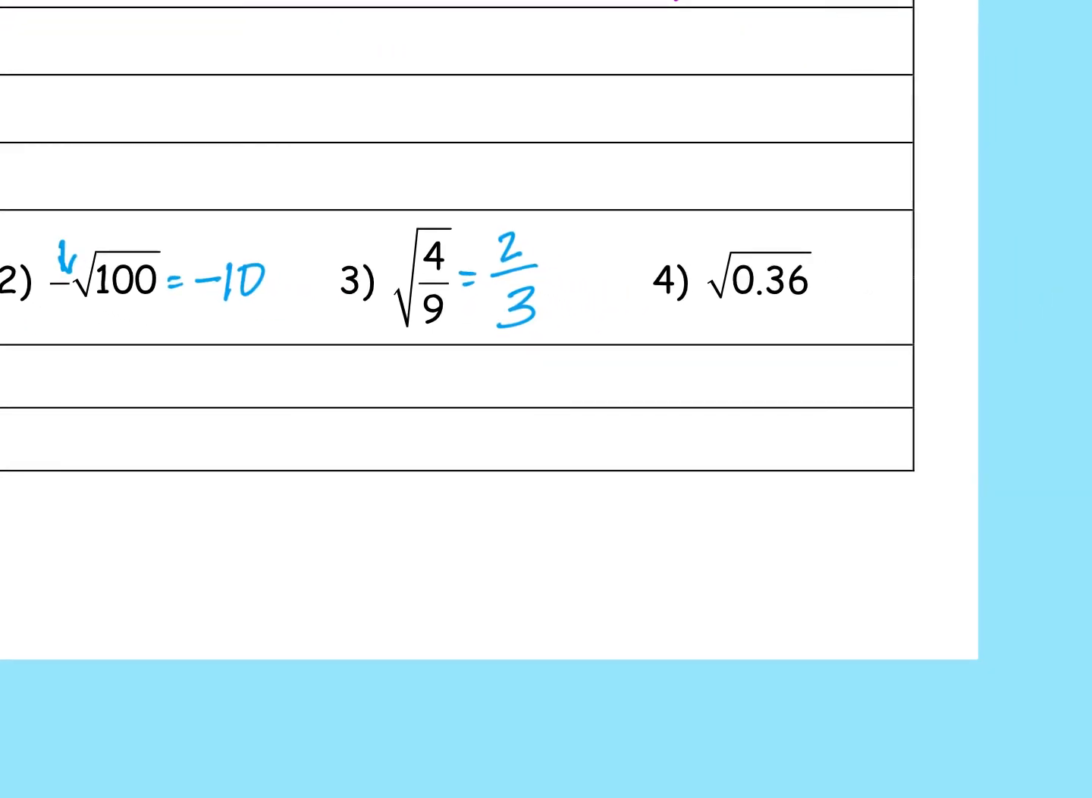Whew. What's the square root of 0.36? 0.6. Beautiful. Nice job, Sione.